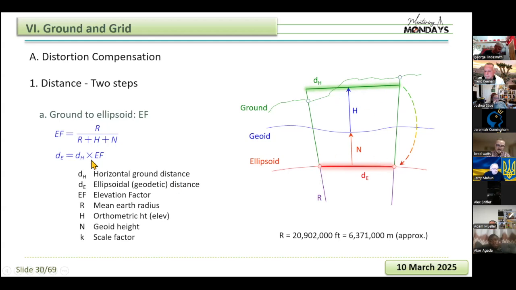And we do that using something we call the elevation factor. And the elevation factor is simply a proportion. It's a proportion of the radius of the Earth divided by the radius of the Earth plus the geoid height, or plus the orthometric height of the line plus the geoid height. And that's referred to generically as the elevation factor. So if you take the horizontal distance and multiply by the elevation factor, that gives us the ellipsoidal distance or the geodetic distance on the geoid.